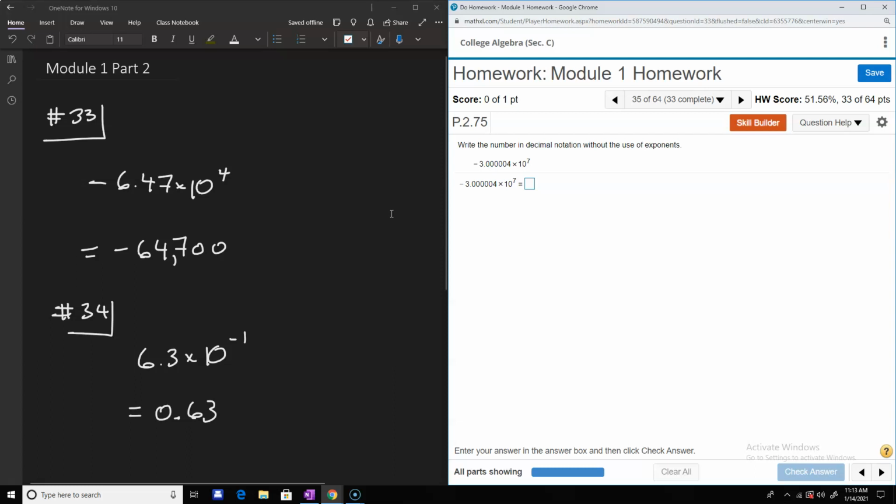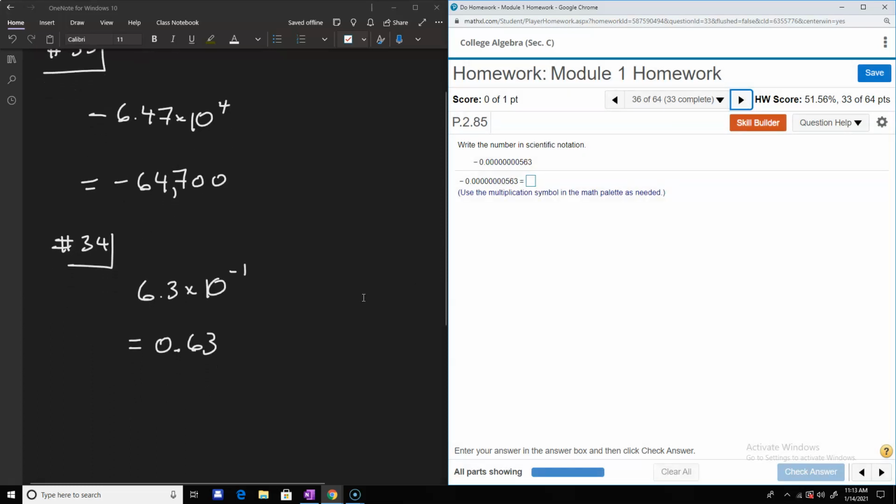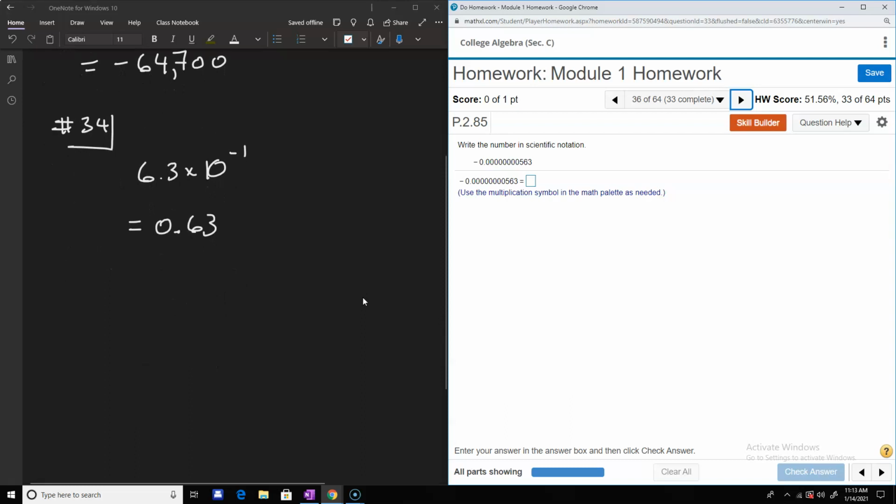Again, write the number in decimal notation without the use of exponents. We're just moving the decimal 7 places to the right. This is going to be pretty similar to the ones we've seen so far, so nothing different there. Number 36 is a bit different just because we're going the other way.